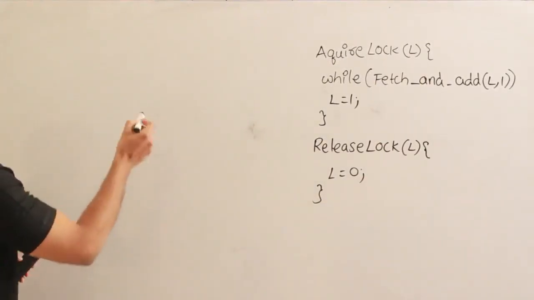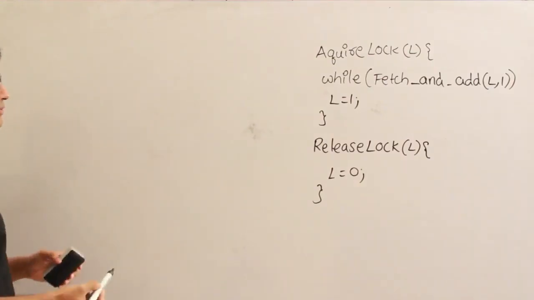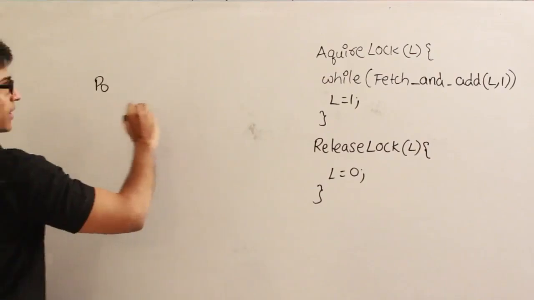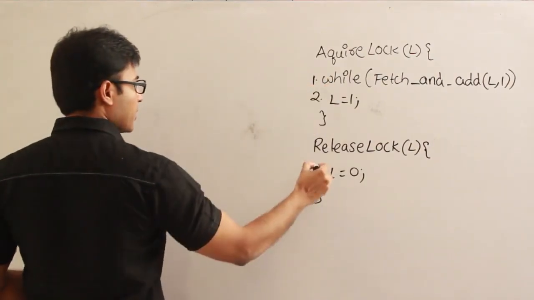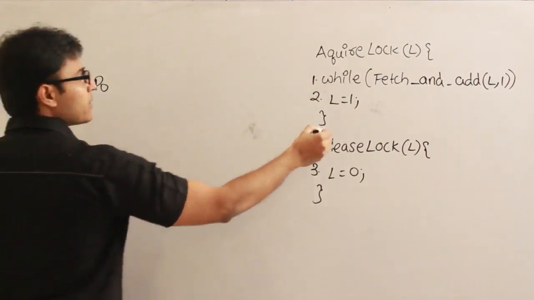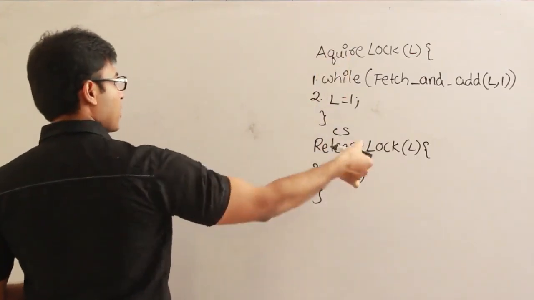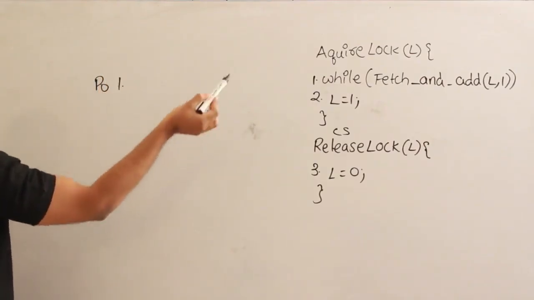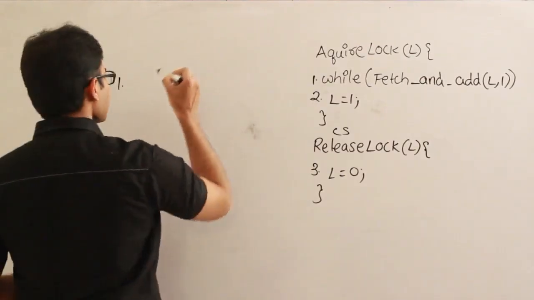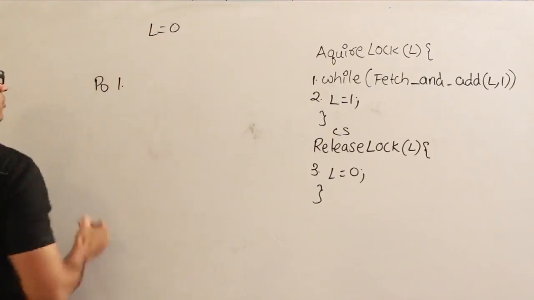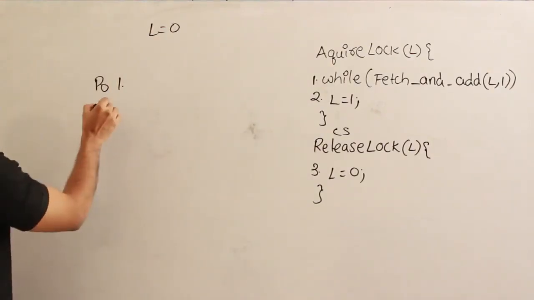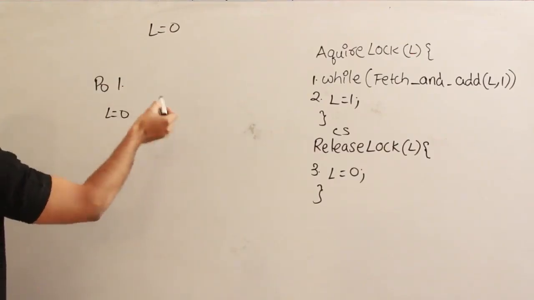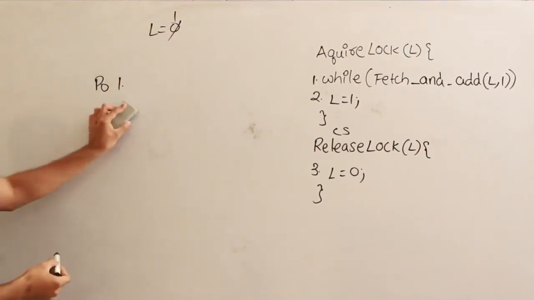Now assume that there are two processes P0 and P1 which are competing for the critical section. Let me write the line numbers: line number 1, line number 2, line number 3. Between acquire lock and release lock there will be the critical section anyway. Now P0 has taken line number 1, which means it has read the value, and initially L equals 0. It sees that the value of L is 0, and it will increment it, which means it will make the actual value 1 and store it locally.